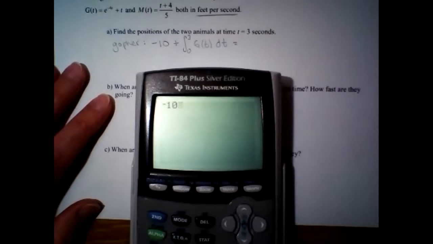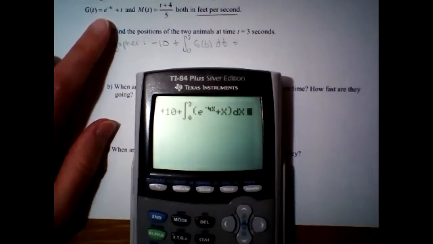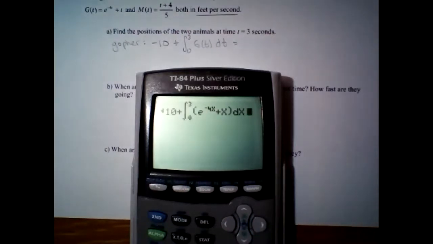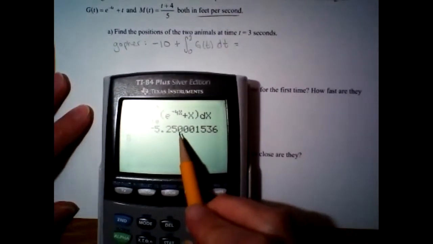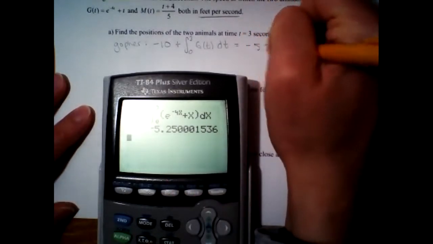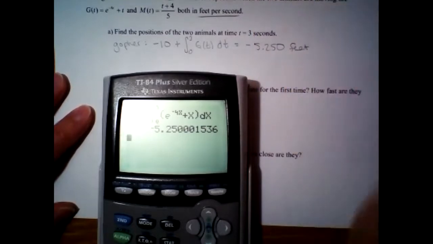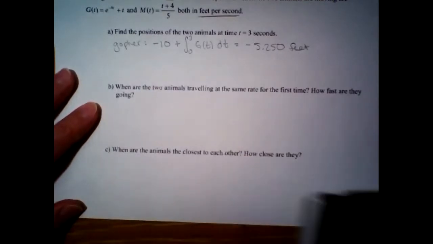All right, let me type this in for us. It is -10 plus math 9, 0 to 3, and then I'm going to put the gopher equation in there. And I'm going to type x, even though it's t, just because that's more convenient. So it's -10 plus math 9, gopher equation dx. And there's where the gopher is, -5.250. And in this case, you do need to put the 0 because it's not over. There's still more decimals. What was this, feet? So the gopher is still underground. He's not quite as underground as he was, but he's still underground.